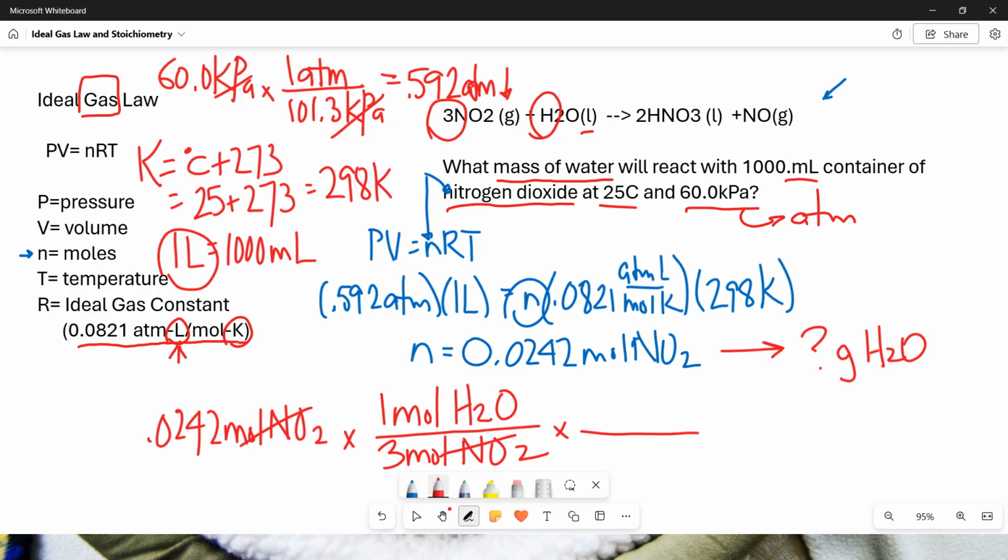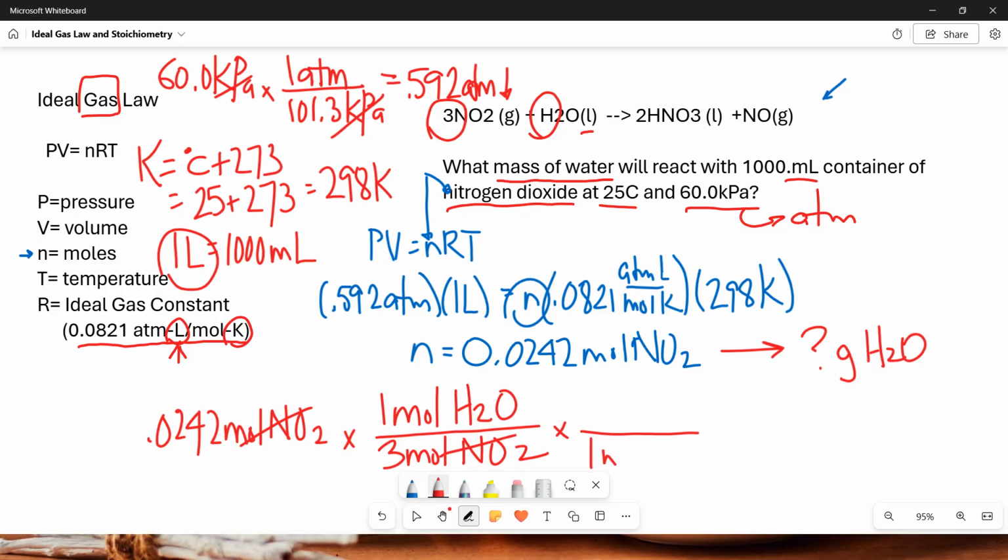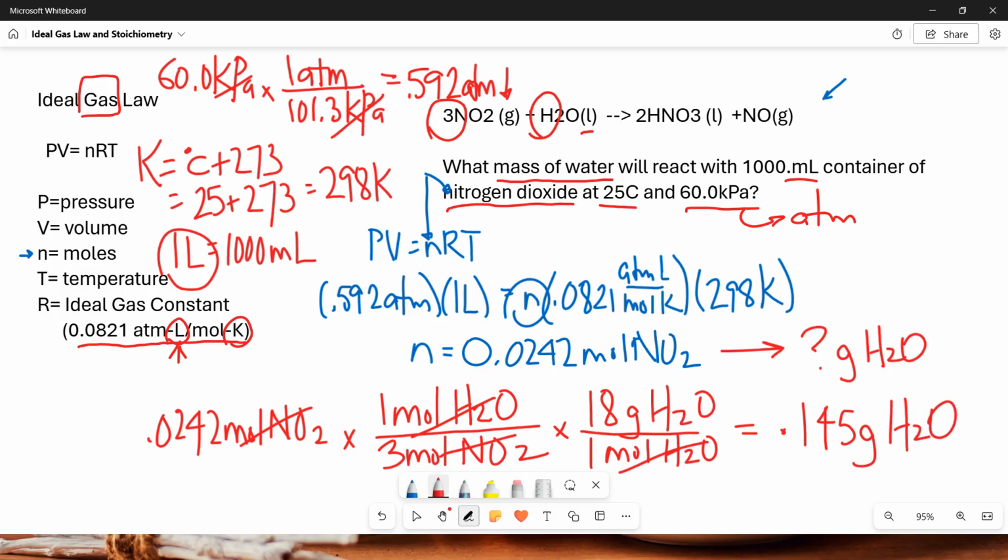If I answered the problem here, I would be in moles of water, but they want mass. So I'm going to take the molar mass for water off the periodic table. 1 mole of water, which would be 2 hydrogens and 1 oxygen, is 18 grams. And you can see through multiplication and division, the moles of water will divide out. So the final answer is going to be 0.145 grams of water. I hope this helps you understand the ideal gas law and combining it with stoichiometry.